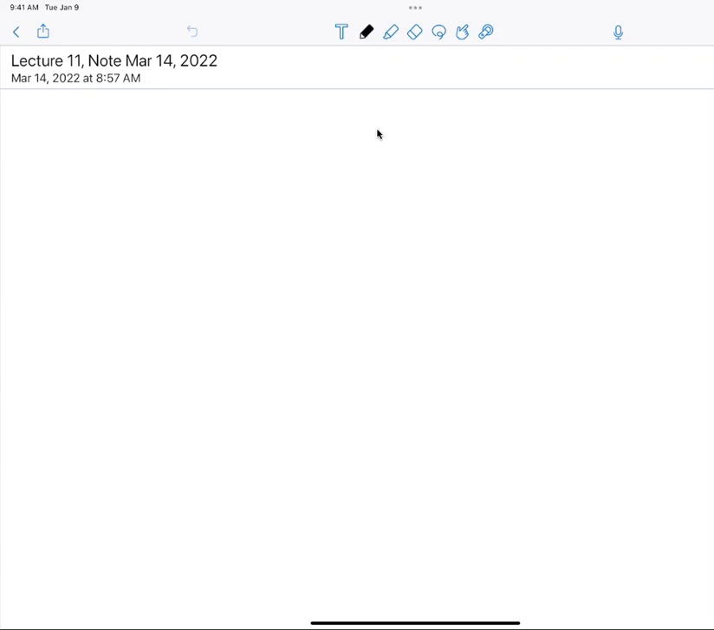For things that are not allowed, the textbook is not allowed. The notes are not allowed. All right, so these are the materials for the exam.